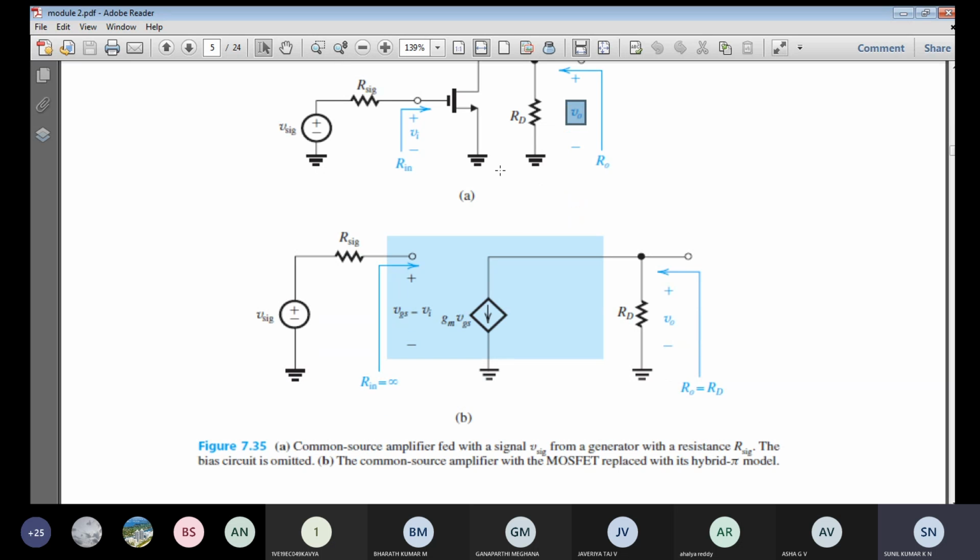The corresponding hybrid pi model is the small signal equivalent circuit model. For this we are going to draw the model. So this is nothing but the hybrid pi model for the corresponding MOSFET. The MOSFET has been replaced with this one.